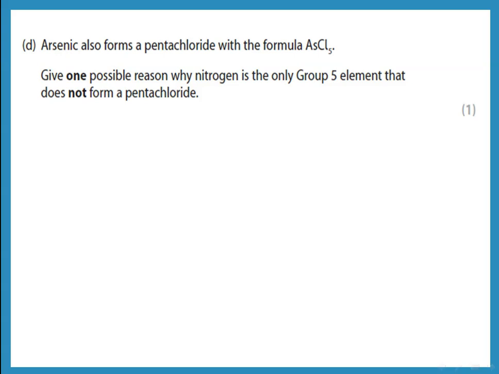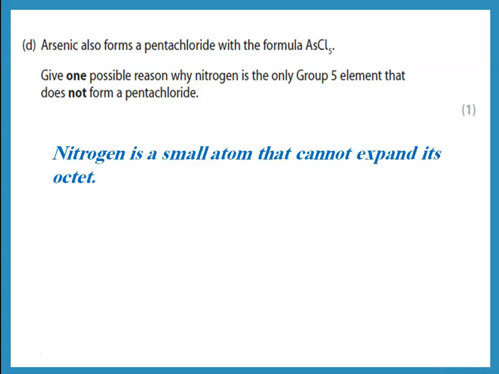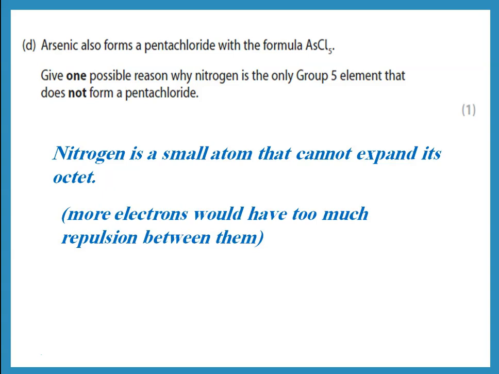Now he's saying arsenic also forms pentachloride. All of these are in group 5. Give one possible reason why nitrogen is the only group 5 element that does not form a pentachloride. If we look at nitrogen, you should realize that nitrogen is a small atom. It cannot expand its octet. Do you remember the meaning of octet? Octet rule says that each atom needs 8. But we said some atoms will expand their octet and will have more than 8 electrons around them. Nitrogen cannot do that because it's a small atom, and if we put too many electrons around it, there will be too much repulsion between them.